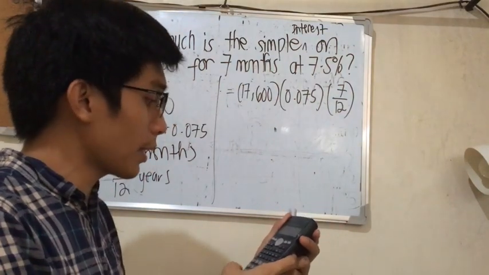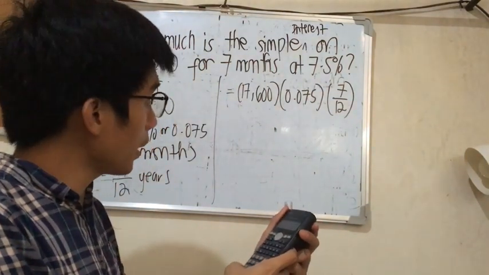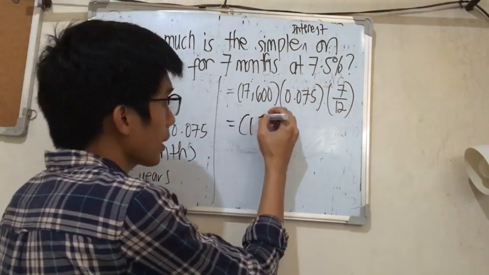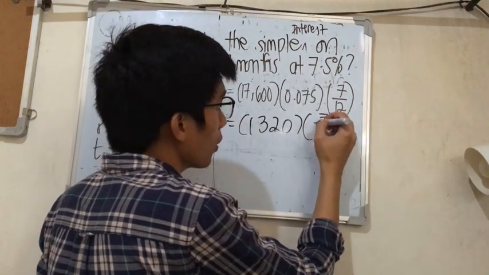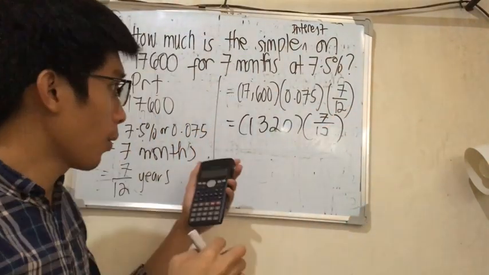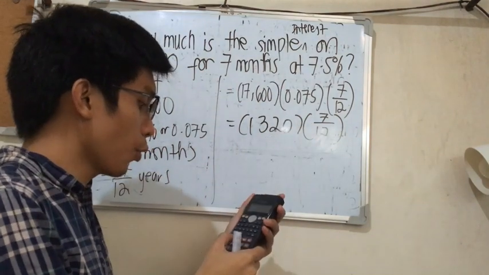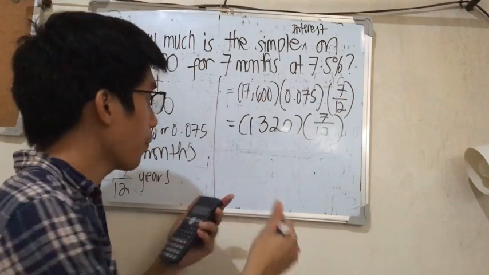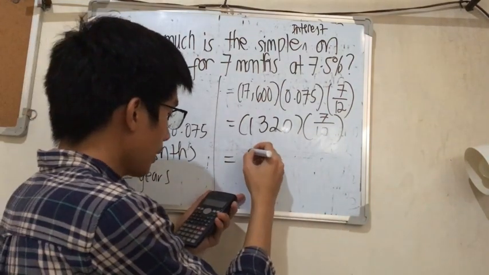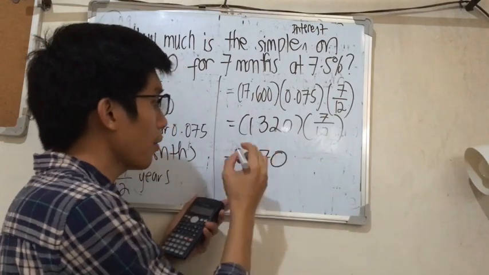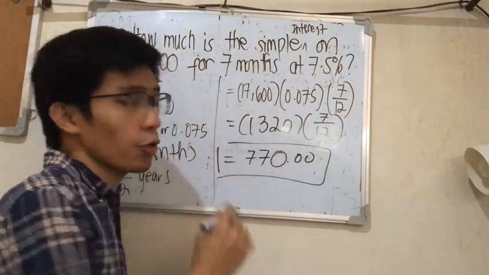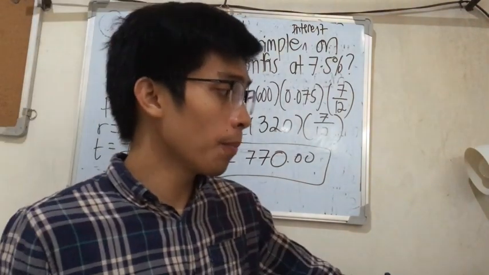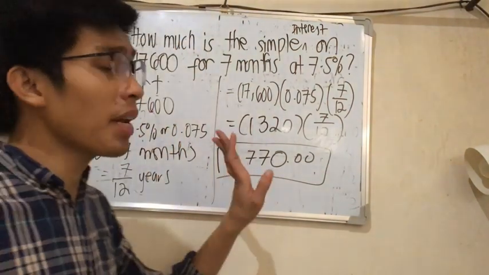That is 17,600 multiplied to 0.075. That is 1,320. And I have to multiply that one to 7 over 12. So simply, this one multiplied to your numerator, which is 7, and divided by your denominator, which is 12. Therefore, the interest is 770 pesos. Okay, so the interest here that you are going to add to your value is 770 pesos.